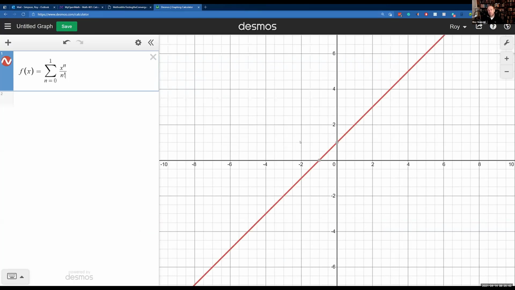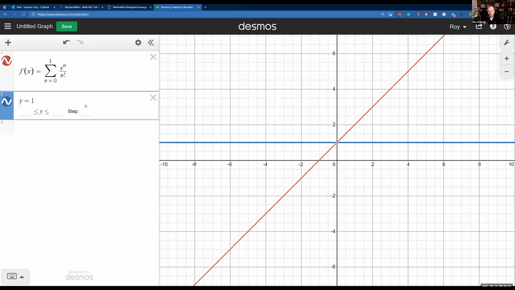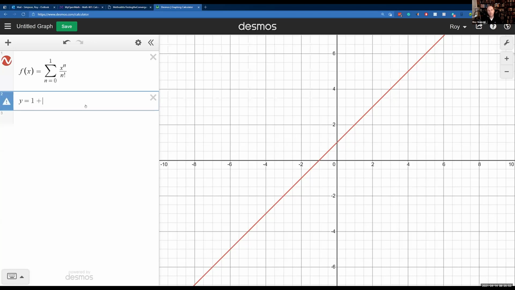So when n is equal to 1, think about that. If n is equal to 1, what you're really looking at is y is equal to, well, when n is 0, you get 1, plus when n is 1, you get x to the first over 1 factorial, which is what we just are looking at. I'm going to mute this for a moment. Let's see if we sum up the first two terms.